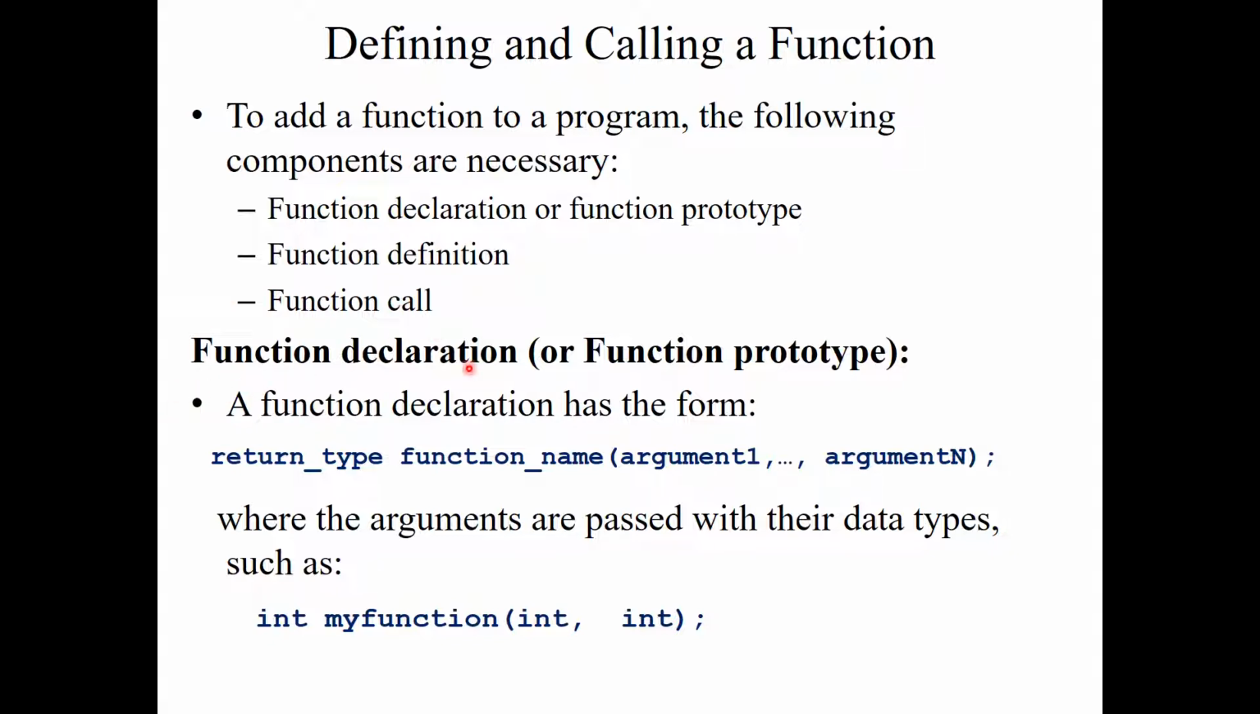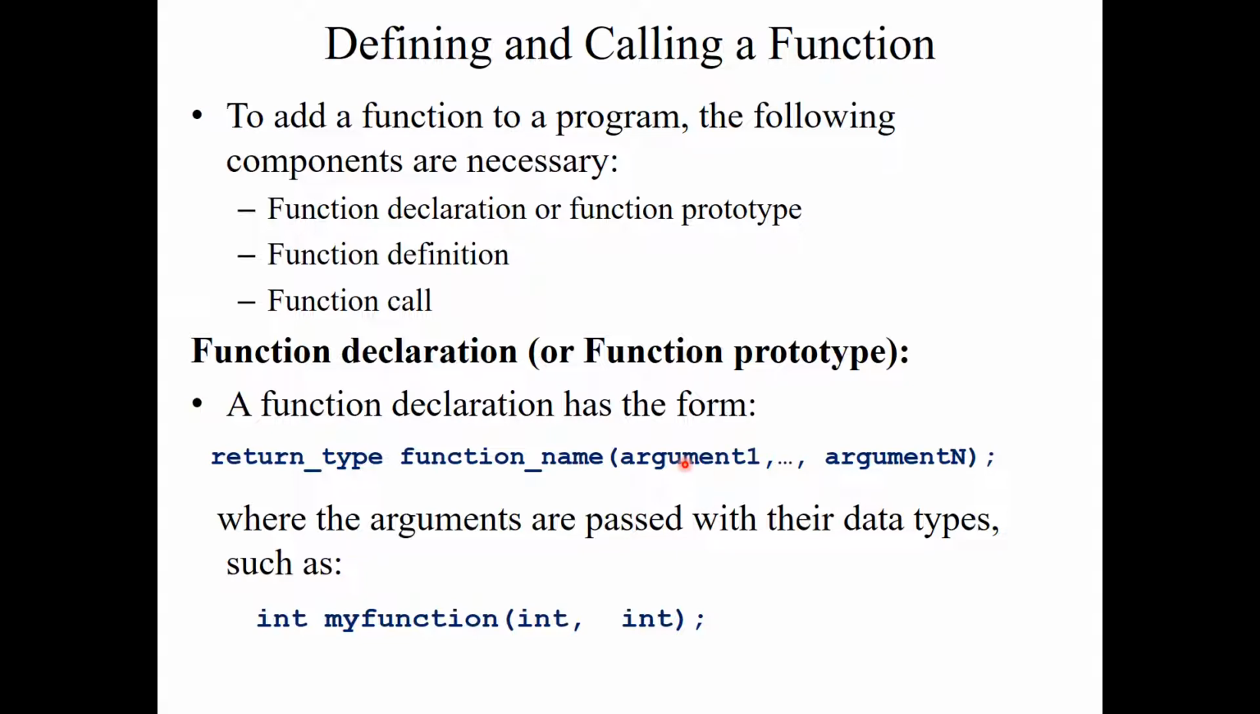Okay, we'll take it one by one. First of all, the function declaration or the function prototype. This is the syntax for that. It has the return type. Remember int main, say int main blank. Int is the return type. Then the function name, which was main in that case, and the arguments. In our case, for main, there were no arguments. So these are the parameters of the function. These arguments are called parameters, and these arguments are passed with their data types.